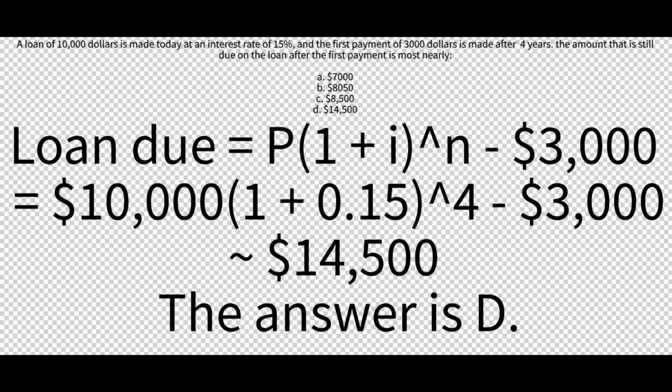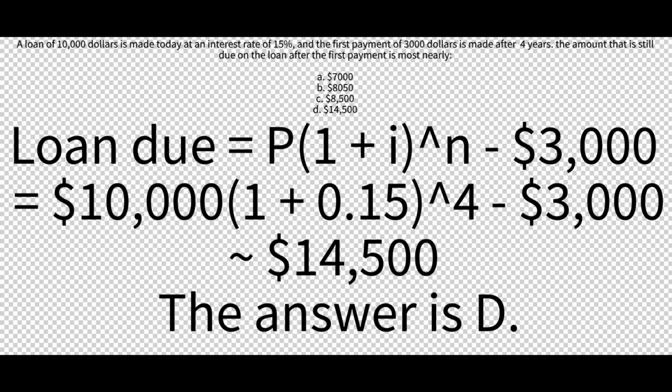First, calculate the future balance after 5 years before accounting for the payment. Multiply the present value by 1 plus the interest rate raised to the power of the number of compounding periods. Here, we take $100,000 multiplied by 1 plus 0.08 raised to the 5th power. This equals $100,000 times 1.469, which equals $146,900. Therefore, after 5 years of compounding interest, the balance has grown to $146,900.